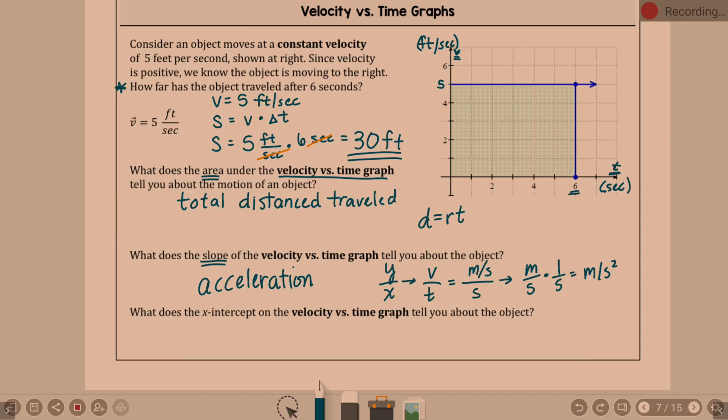I also just think of it, if this is a velocity graph, the derivative of velocity is acceleration. So the slope of the velocity line would have to be acceleration.